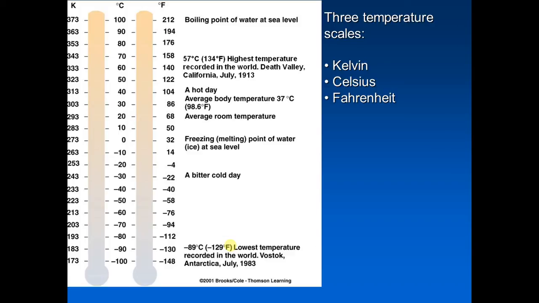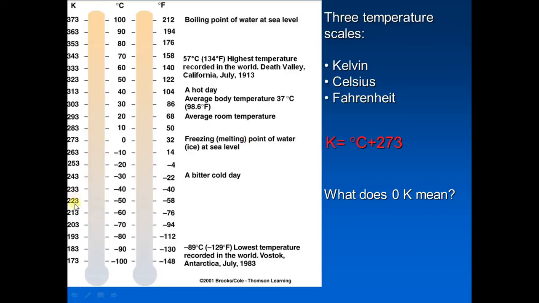Okay. Question. What does 0 Kelvin mean? One thing you might have noticed already is that to convert between degrees Celsius and Kelvin, you just have to add 273. So for example, 0 degrees Celsius is 0 plus 273, 273 Kelvin.